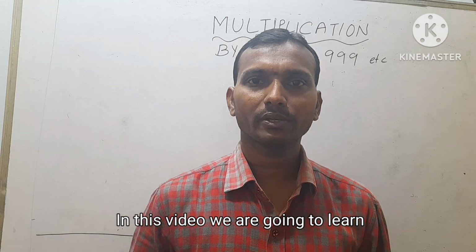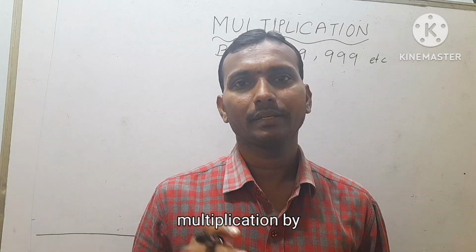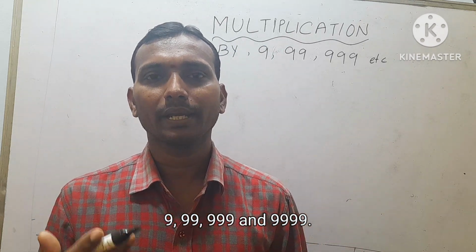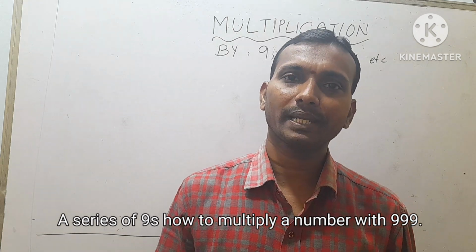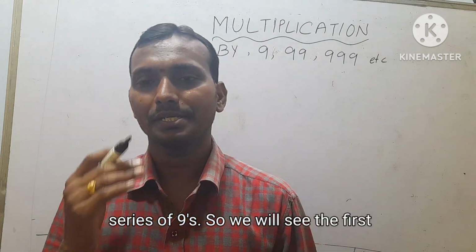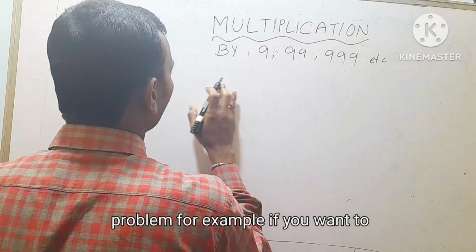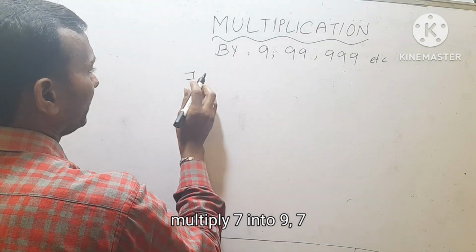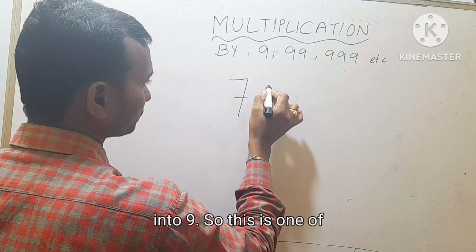In this video, we are going to learn multiplication by 9, 99, 999 and 9999, a series of 9s. How to multiply a number with a series of 9s. So, we will see the first problem. For example, if you want to multiply 7 into 9, 7 into 9.